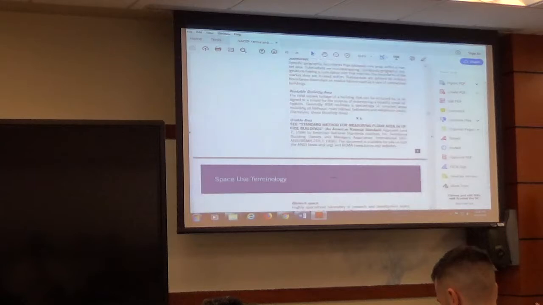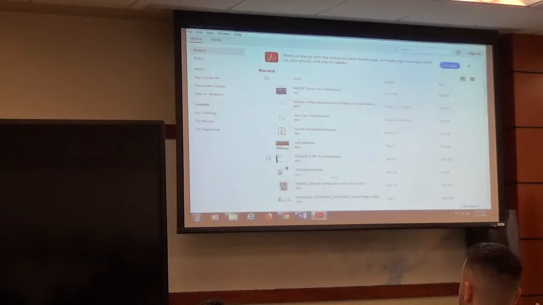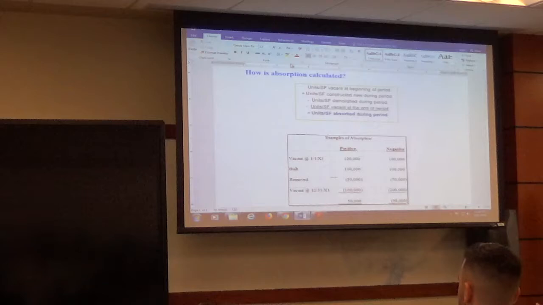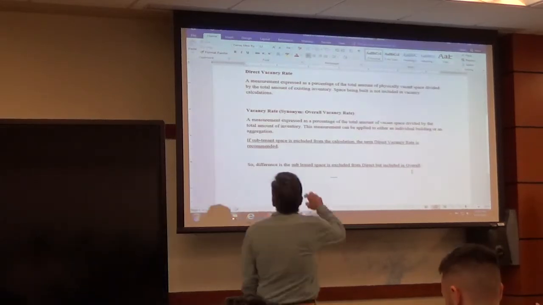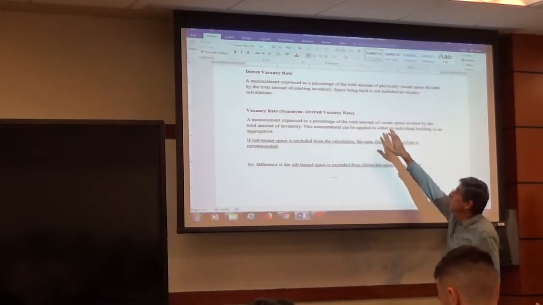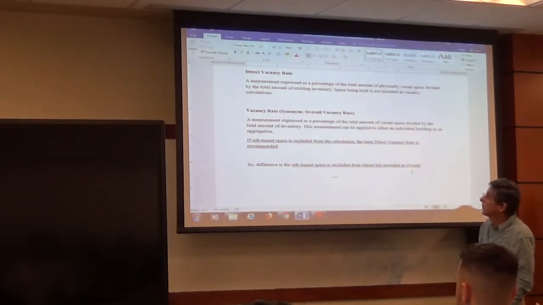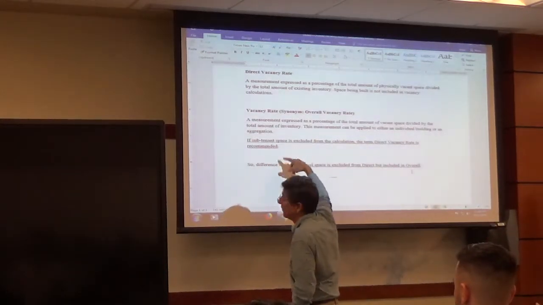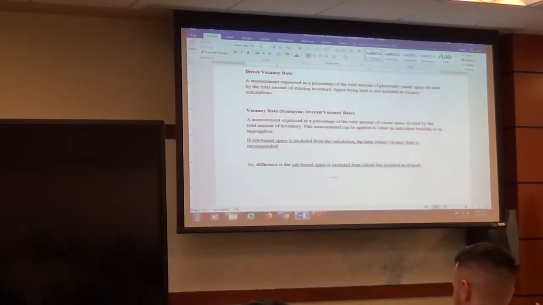And so they've got what's rentable building area, what's usable, so they've got kind of a curious checklist. And then vacancy, this is from NAIOP. So direct vacancy is a measurement that expresses a percentage of the total amount of physically vacant space divided by the total existing inventory. Okay? And then you can get into whether sublease space is included or not. Okay, now we'll close that for a second.